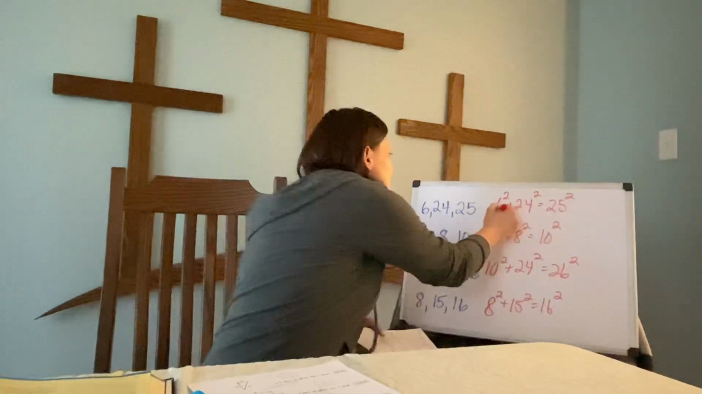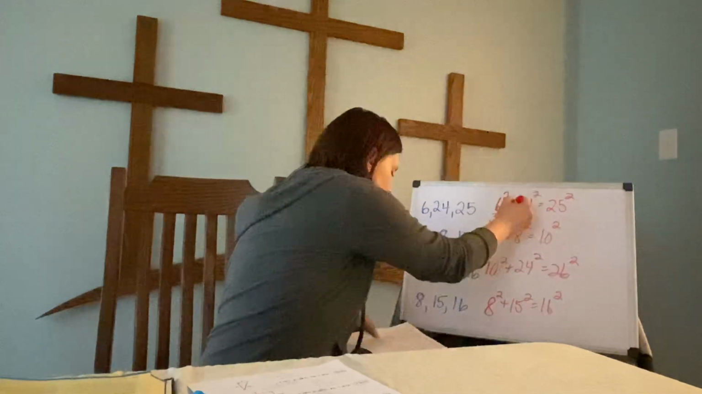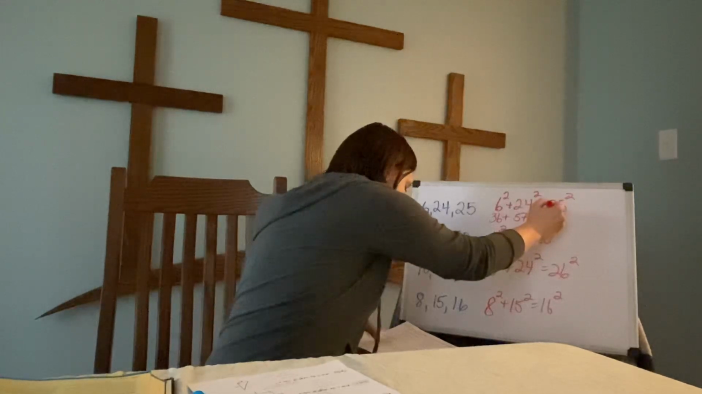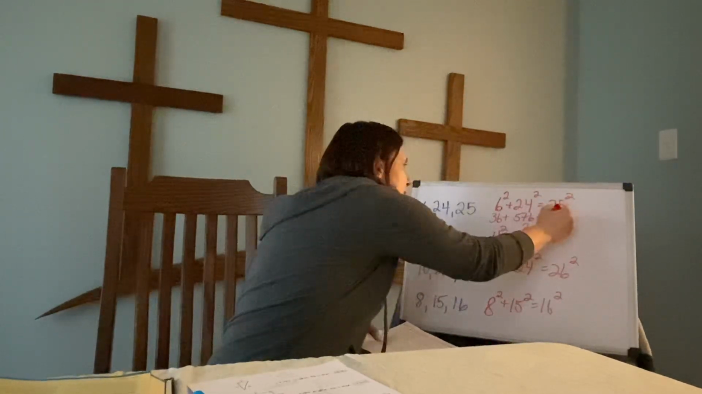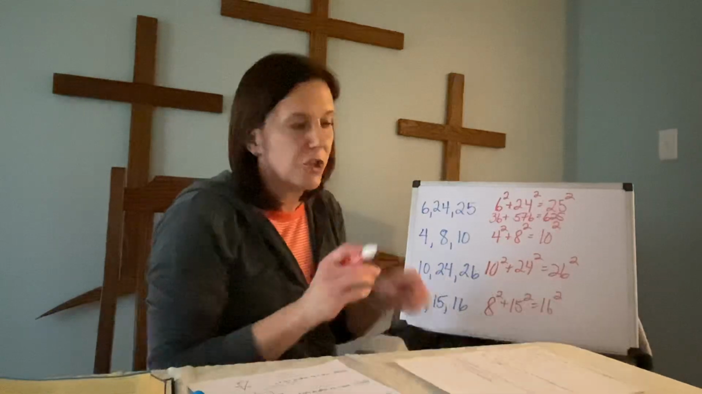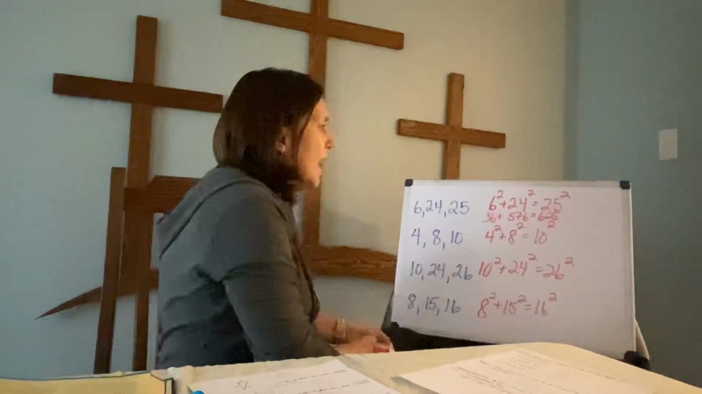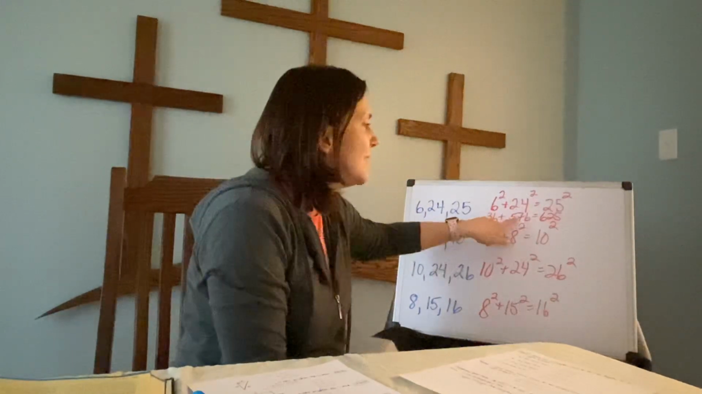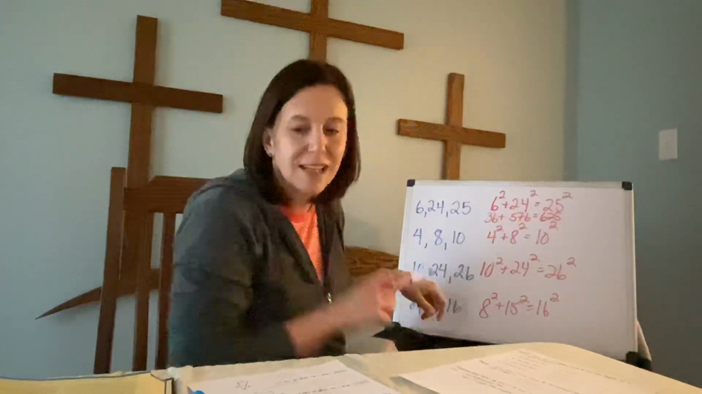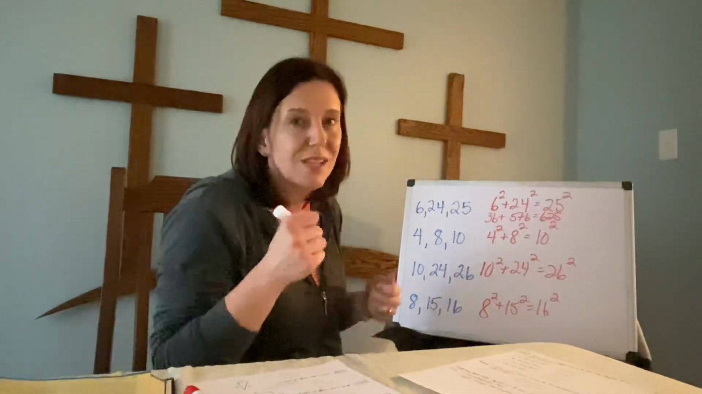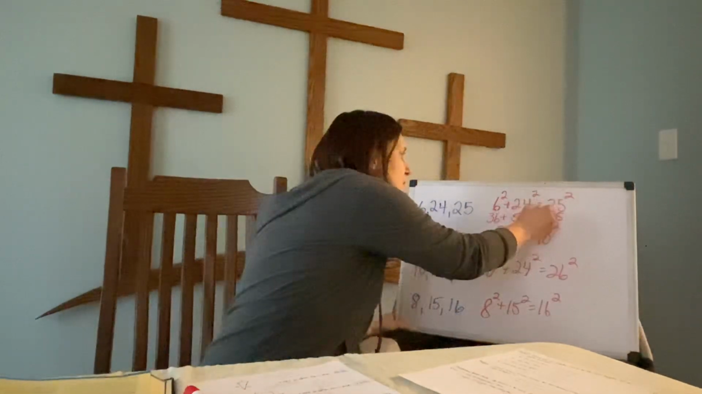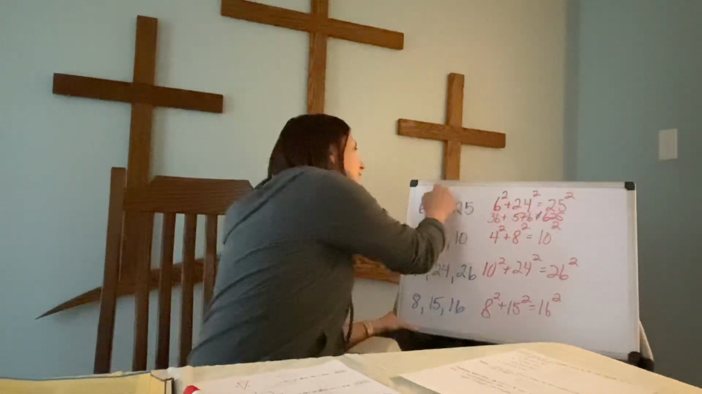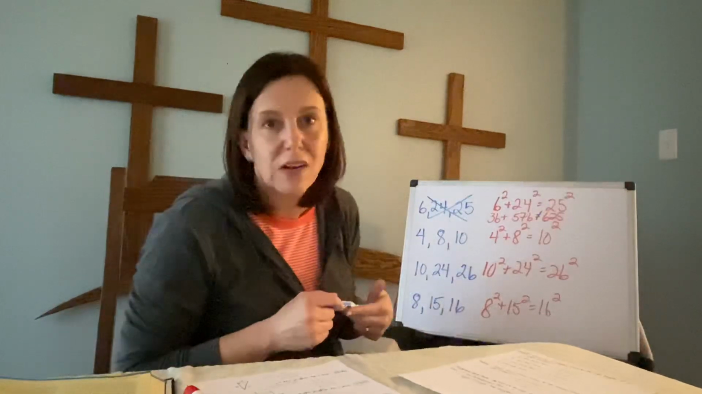Okay, 6 squared is 36. 24 squared is 576. And it equals 625. Now I know I'm really squeezing in here, so you might need to zoom in on the video. If I were to add 36 and 576, unfortunately, I wouldn't get 625. So that is a false statement. Those two numbers do not equal, which means this is not a right triangle.